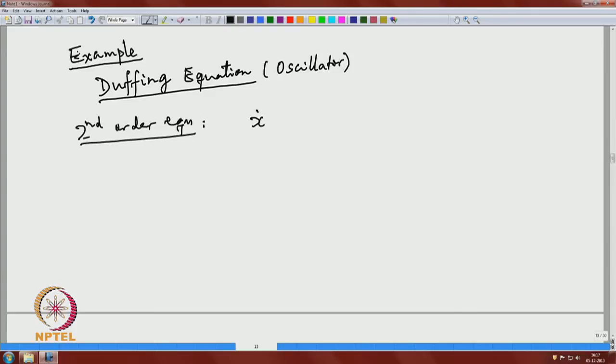So, x double dot minus alpha x plus beta x cube plus delta x dot. So, let me consider the unforced one. So, I will put right hand side 0. We will also discuss when there is a forcing term a little later. If delta is 0, this can be put in the conservative form, that we will study a little later.